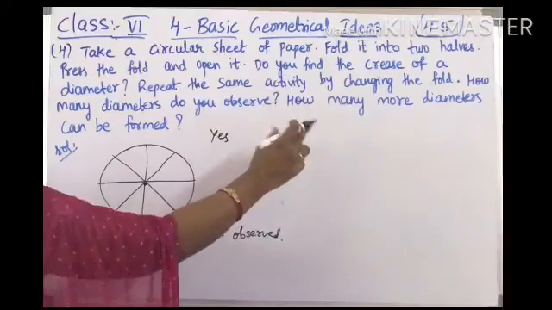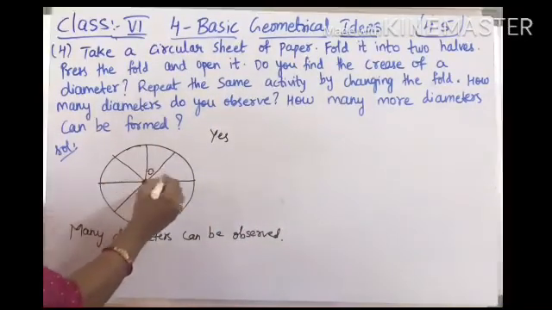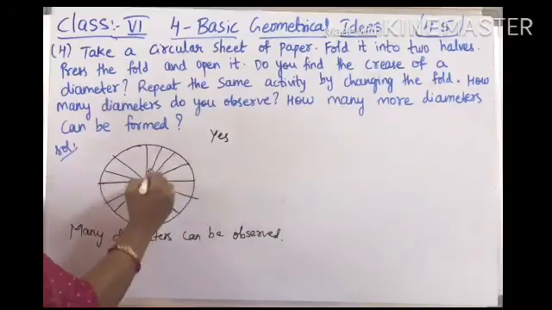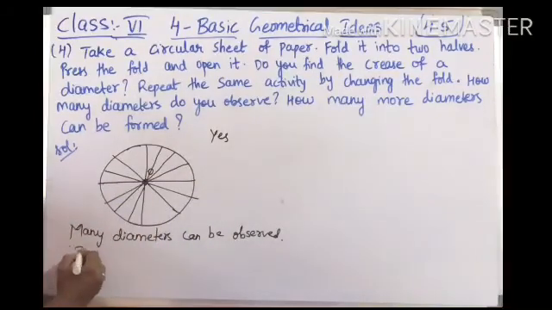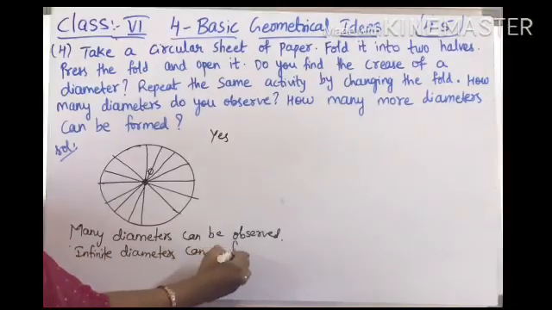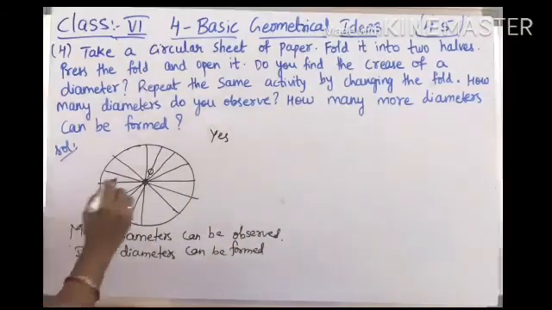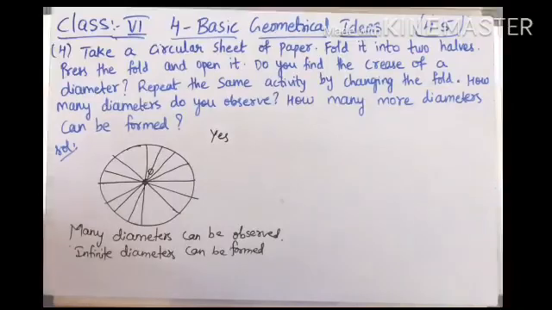Now, how many more diameters can be formed? So many, which means infinite diameters can be drawn in a circle. How many diameters can be drawn? Infinite diameters can be formed, and all diameters are of equal length. Right? All the radii are equal, all the diameters are equal, but all the chords are not equal. So try to do this activity with paper, children. With this sum we completed 4.5 and the 4th chapter, Basic Geometrical Ideas.